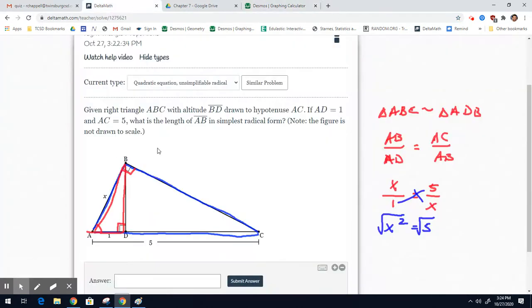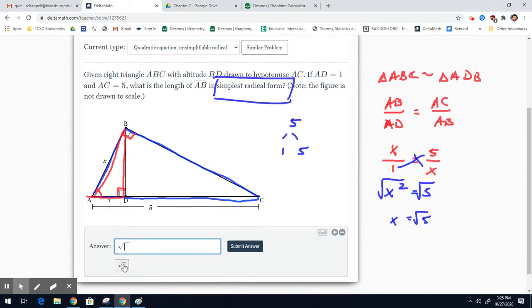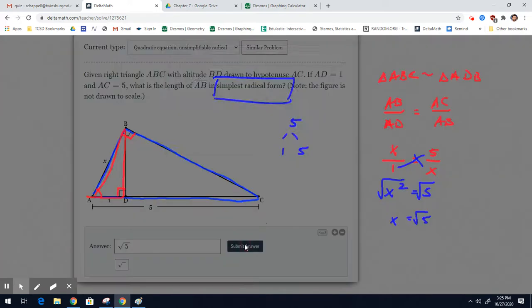And if you look at the directions here, it says simplest radical form, right? It doesn't want any decimals. So then we have to take 5 to the side. Does 5 break down? Well, 5 is actually prime. The only factors of 5 are 1 and 5. This doesn't help us. So X is simply the square root of 5. So if you look down here, there is that square root button. So click the square root and put the 5 in there.